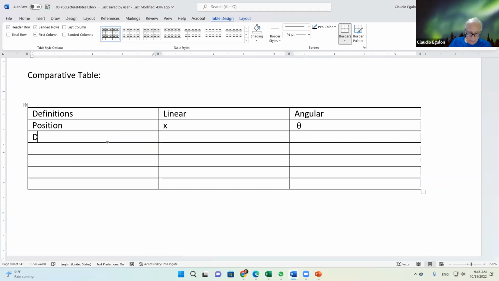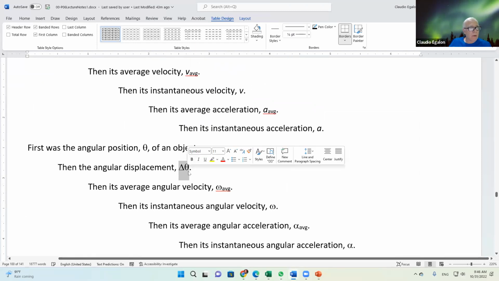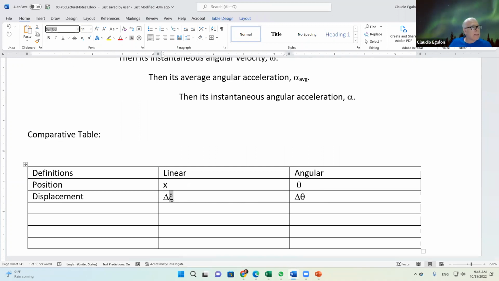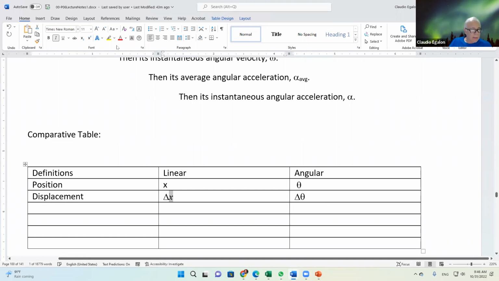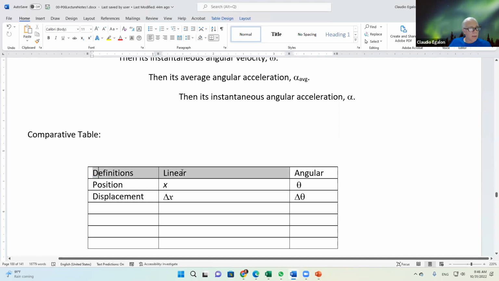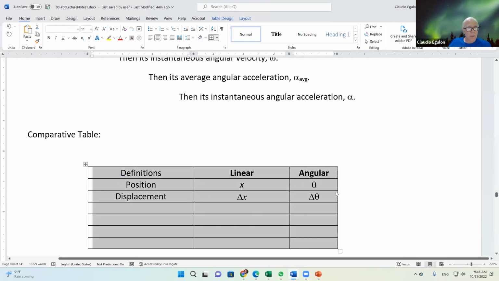Good. Displacement. I'm going to copy what I have there. Linear displacement is going to be delta x. Angular displacement is going to be delta theta. Okay, I'm going to italicize this one. Let me make this table nicer, right? And I am going to boldface it here.